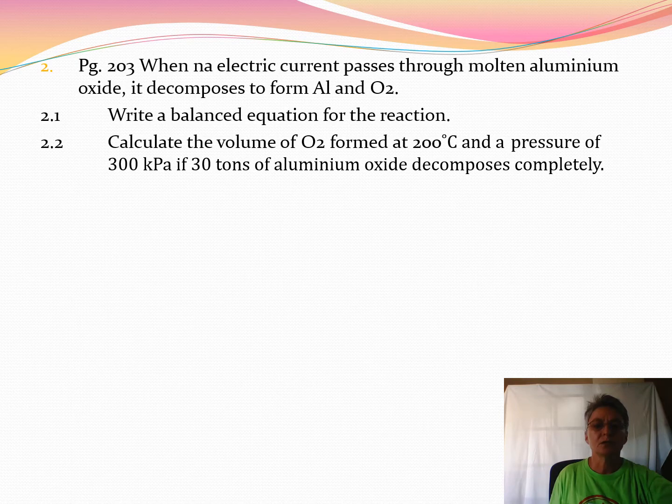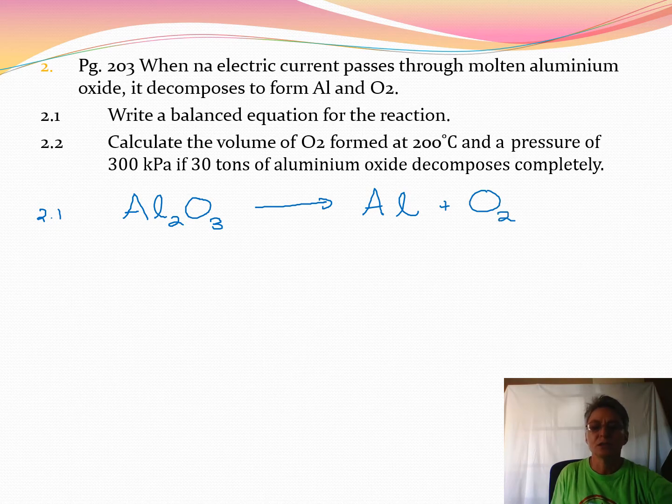Our next example is on page 203. When electric current passes through molten, that's melted, aluminium oxide, it forms aluminium and oxygen. So the first thing we need to do is write a balanced equation. Al2O3 is decomposed through a process of electrolysis into Al and O2. To balance this equation, I need to multiply the oxygen by 3 and the aluminium oxide by 2 and the aluminium by 4. So the mole ratio is 2 to 3.